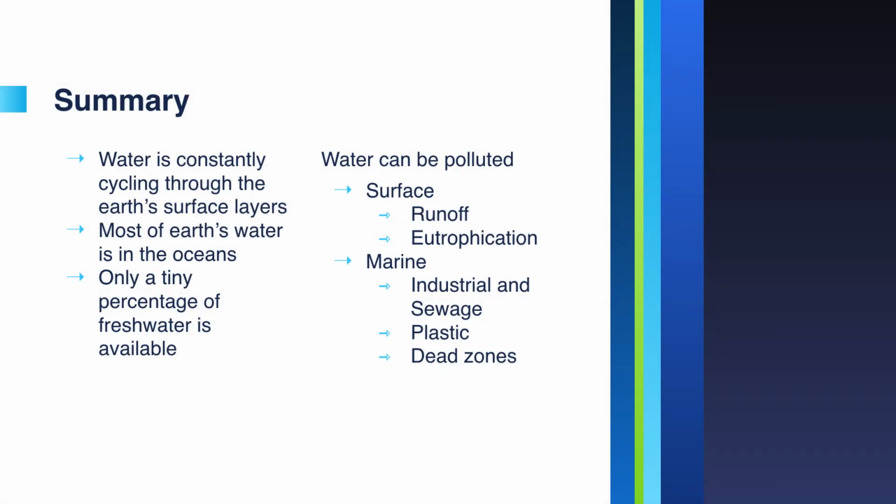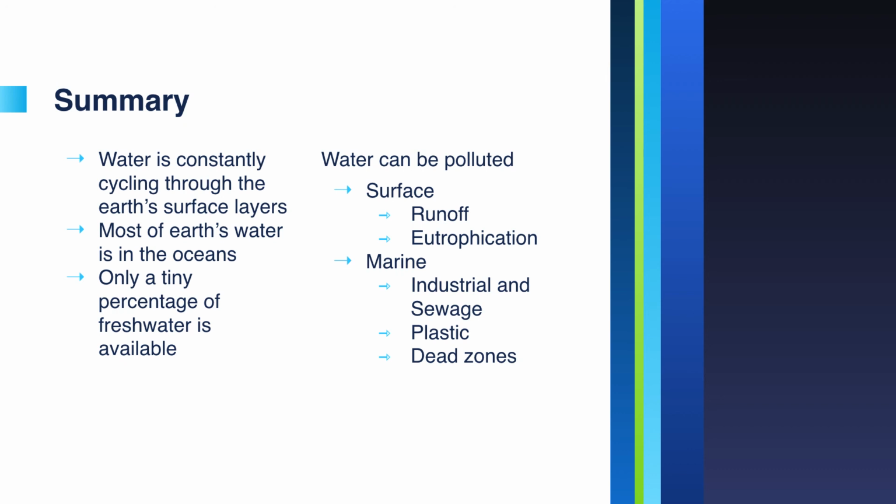So in summary, water is constantly moving through our planet. Most of that water is locked up in the oceans where it can stay for hundreds of years, even millennia, before cycling out into the atmosphere or another area. Only a tiny percentage of fresh water is available for our use. Much of it is locked away in groundwater and the glaciers.